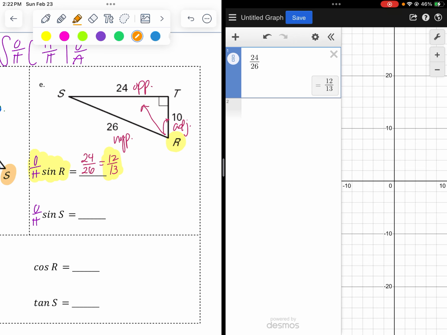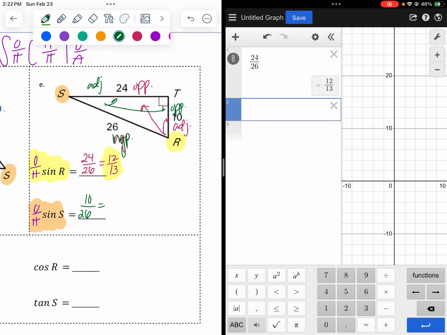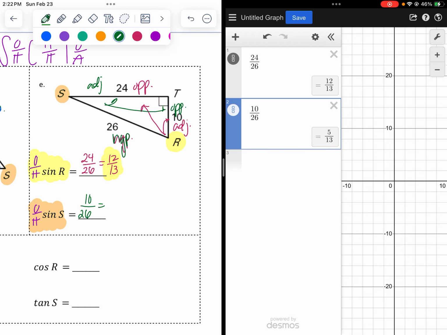Okay. Same exact thing. I have sine of S. So that means I have the opposite side to be 10, the adjacent side to be 24. And again, always and forever, across from my right angle is 26. Okay, so the opposite would be 10. The hypotenuse would be 26. Let's see if it reduces. 10 divided by 26. Nice, we have 5 over 13.